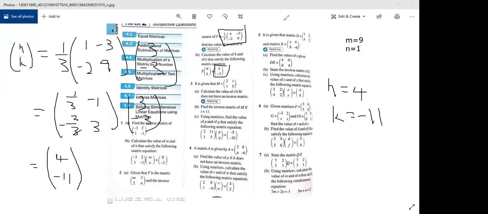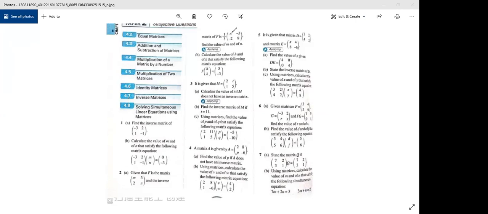Okay, so I think the rest you can do. Let's try question 5. Just do the rest, try yourself, and then we do question 5. So matrix D is 3, 2, 4, 2. Matrix E is x, 4, 8, negative 6. So find the value of x given DE equals 4, 0, 0, 4.